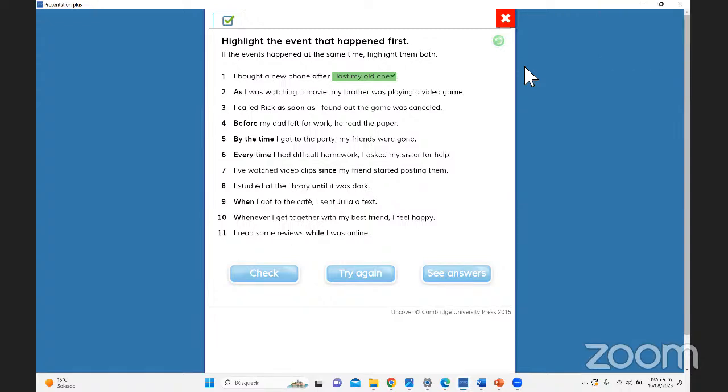Yes, teacher. I bought a new phone after I lost my old one. Good. And here you have to choose the option, the sentence that happened first, la oración que pasó primero. So in this case, I lost my old one is what happened first. Then I bought a new phone. Okay, so after, and what is the opposite of after? We have after and before. Good.